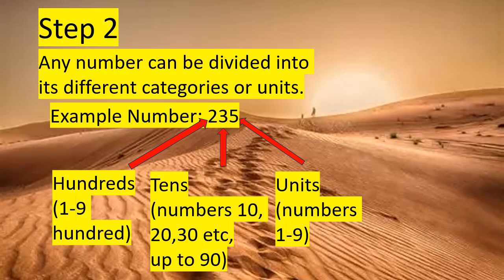Okay, step 2. Any number can be divided into its different categories or units. So in our example number 235, on the left we have 2, and that's the number of hundreds. It's going to be between 100 and 900. In the middle we have 3, that's the number of tens. So it's going to be 20, 30, 40, 50, etc. up to 90. And on the right we have the units, which is a number between 1 and 9.